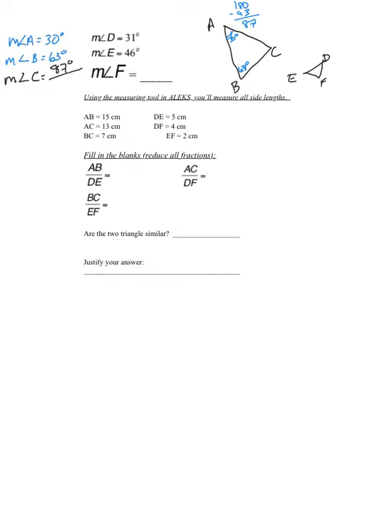Now let's look at our small triangle, triangle DEF. You know I can't write the numbers there. Okay? So angle D is 31, angle E is 46. Together that's 77 degrees. We've got to find the measurement of angle F. So we do 180 minus 77, which is 103. You're wondering, why are we doing this? Well, we're going to find angle measures and side ratios to determine if two triangles are similar.